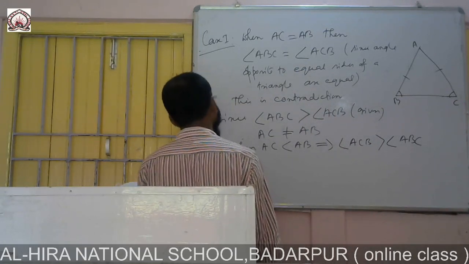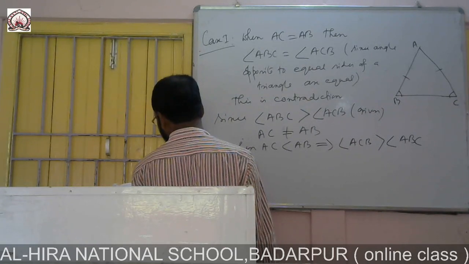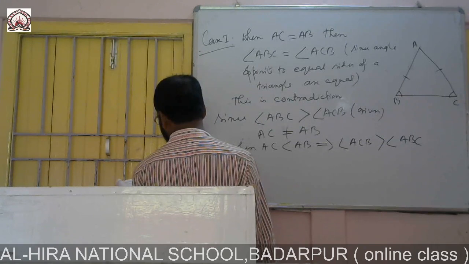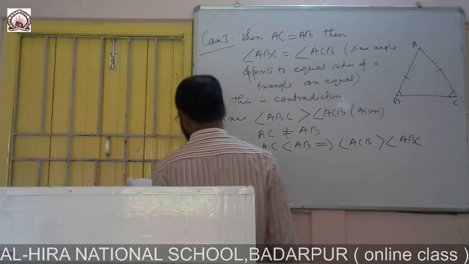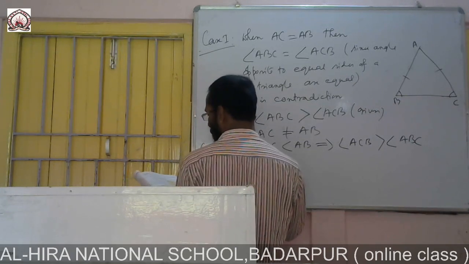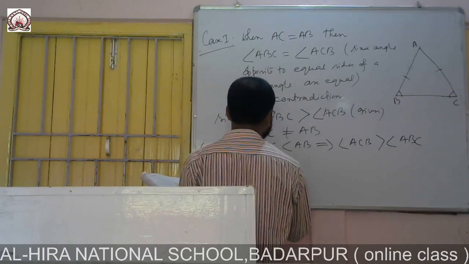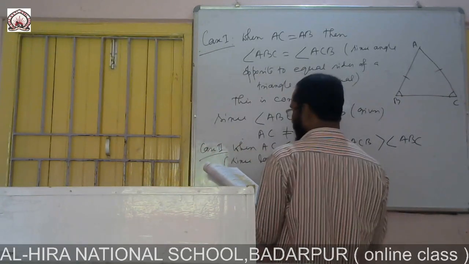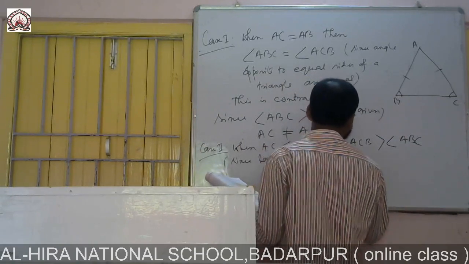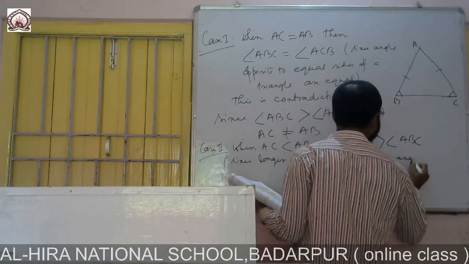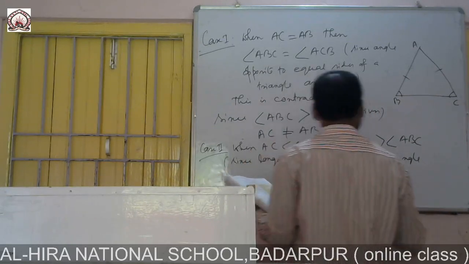So AC less than AB implies angle ACB is greater than angle ABC, since the longer side has the greater angle opposite to it. You write: since the longer side has the greater angle opposite to it.